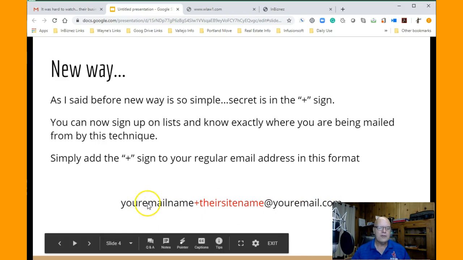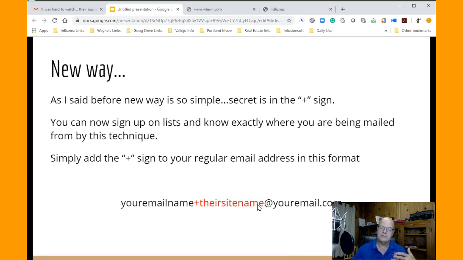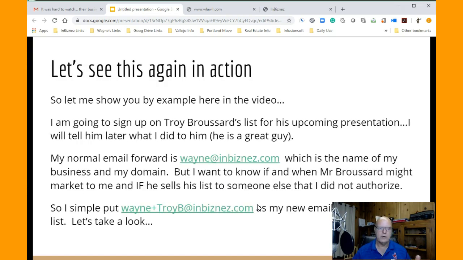So all you have to do is add this red section in, the key being the plus sign, okay? You put your normal email address plus whatever their site name is, or whatever way you want to remember it. Like I'm going to use the example Troy B., my friend Troy Broussard, and I'm going to tease him a little bit and use his stuff today. So I'm going to show you exactly how that works, and let's do that real quick.